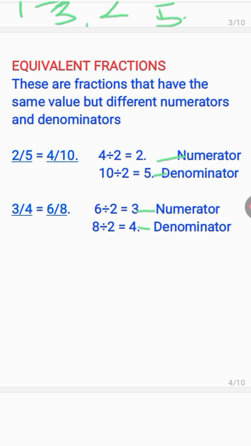And the conversion of 6 over 8 to 3 over 4: we divide by the whole number that is common to both of them and has no remainder upon division. We see that 2 is common to both of them, so we divide the numerator, which is 6, by 2, and the denominator, which is 8, by 2. 6 divided by 2, we get 3. 8 divided by 2, we get 4 as the denominator.